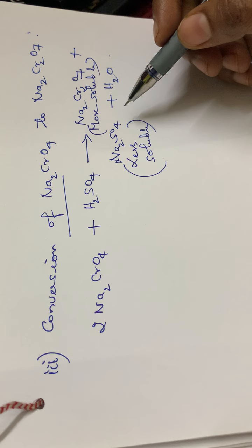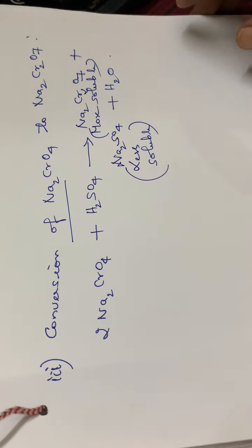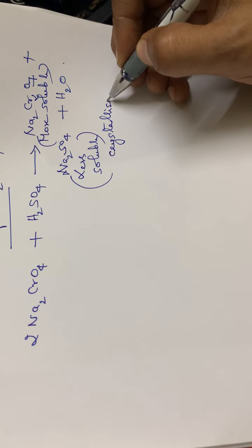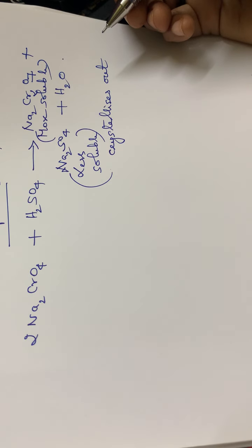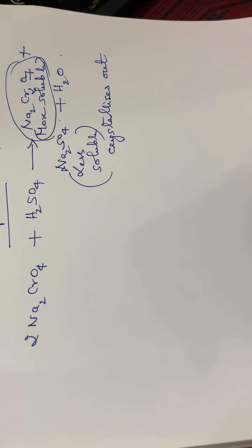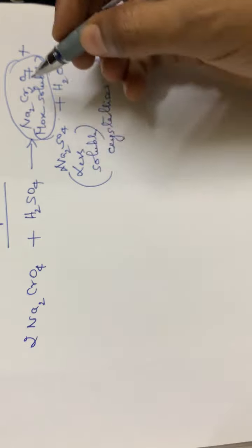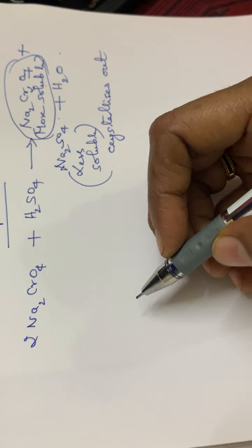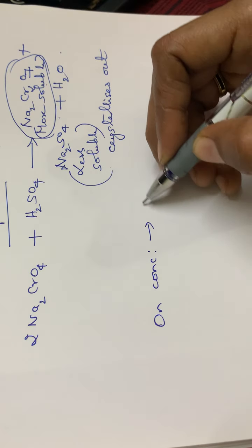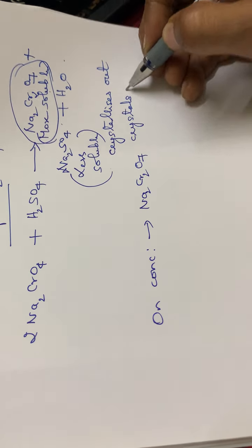The sodium sulfate will crystallize out from the solution because it is less soluble. So in the solution, we will have the more soluble sodium dichromate. And when this solution is concentrated further, sodium dichromate crystals will be obtained.